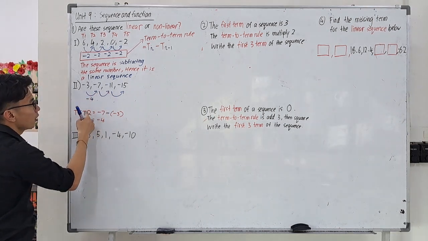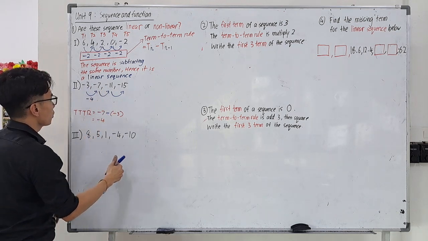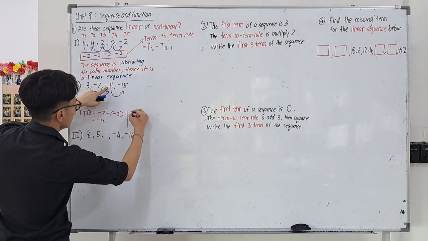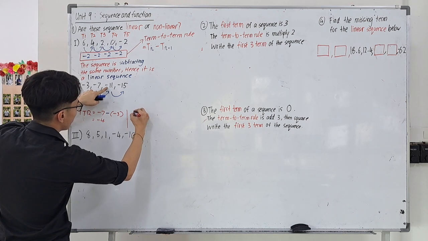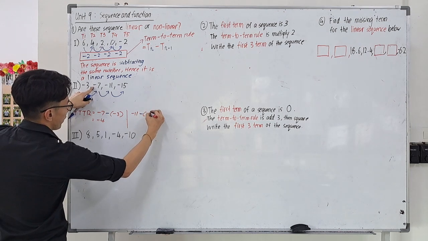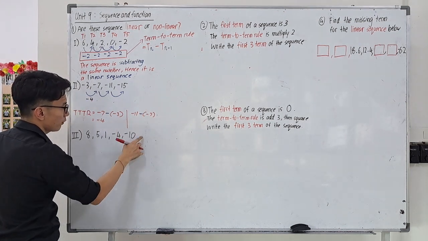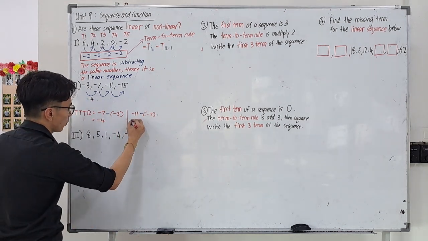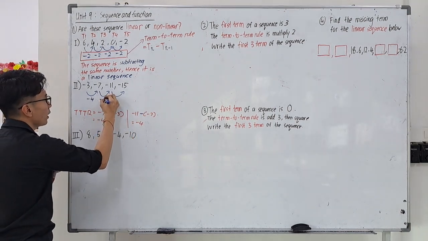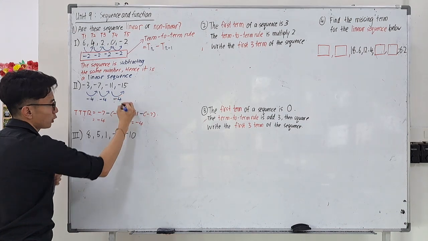All right, I can check for this as well. So if I have -11, the term-to-term rule, I have -11. I subtract with -7. Okay, so -11 plus 7, that will also give me -4. Okay, so I know this is -4 as well, and true enough, this is -4 as well.